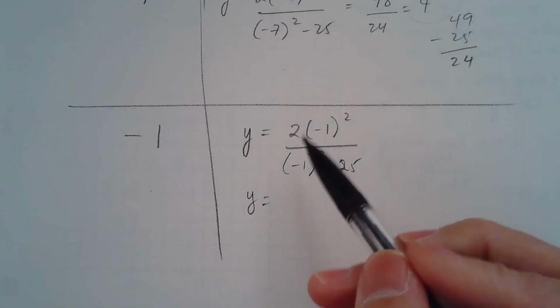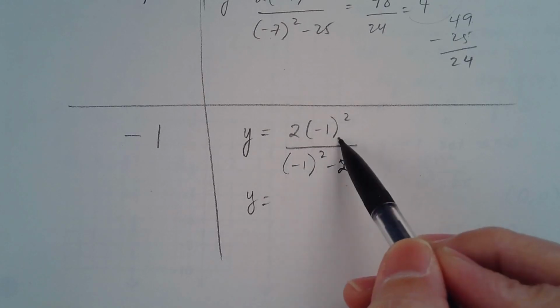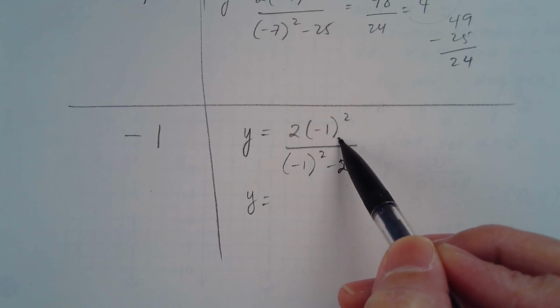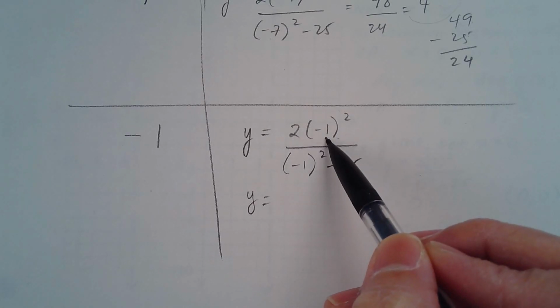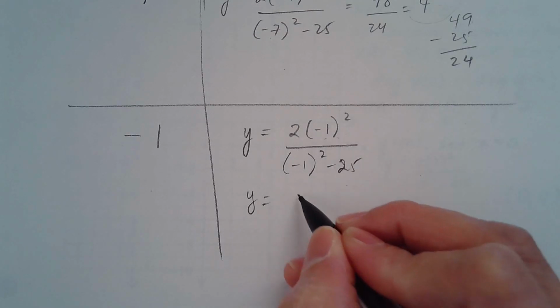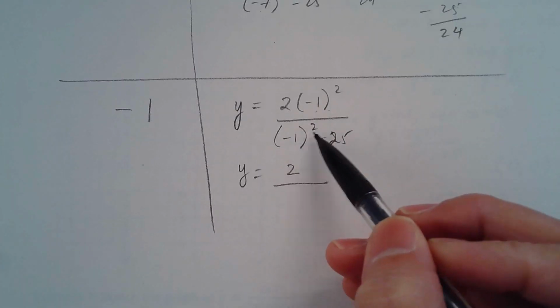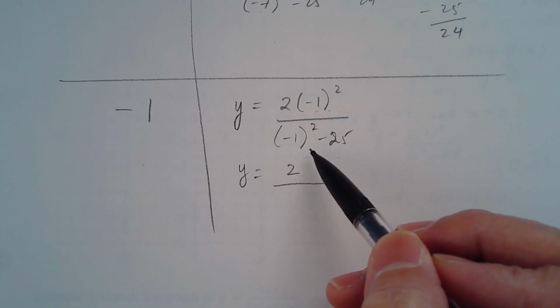So that's going to give us, the numerator is going to be always positive. Do you agree? Everybody agrees on that one? The numerator will always be positive because 2 times something squared: if you square something, it's going to be positive. This is going to be 2. And then this time, the denominator becomes negative, right?